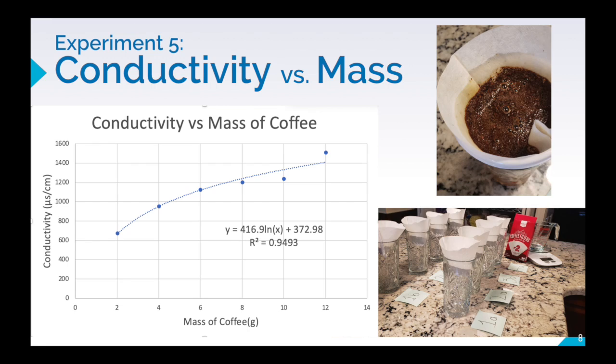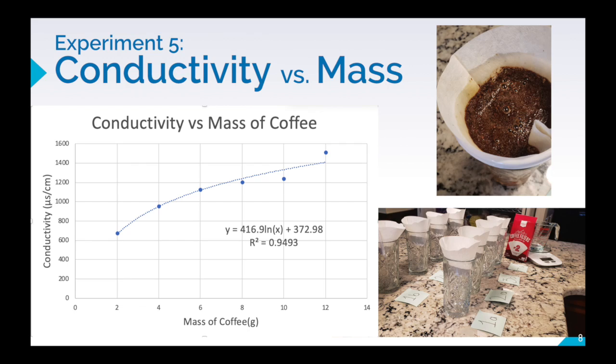In the fifth and final experiment, we tested how different masses of coffee mixed with the same volume of water affects the conductivity, which is directly related to concentration as we have seen in previous experiments. We can clearly see from the graph above that there is a direct relationship between the mass of coffee in grams and its conductivity in microsiemens per centimeter, but only until a certain point. After this point, it starts to plateau, which could have been shown more clearly if the range was expanded.